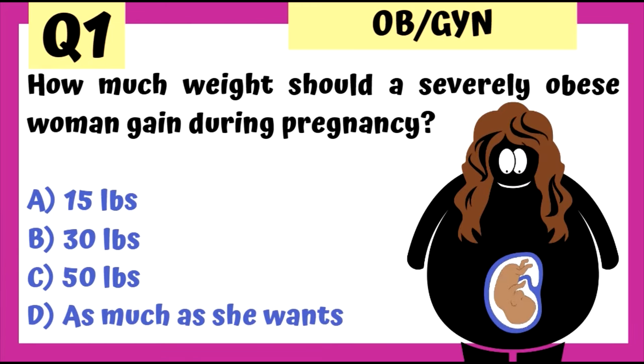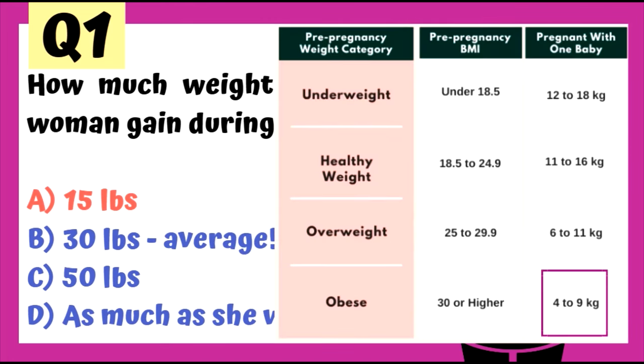How much weight should a severely obese woman gain during pregnancy? So she's severely obese, how much weight should she gain? 15 pounds, 30 pounds, 50 pounds, or as much as she wants. She's severely obese, so she should be gaining about 15 pounds. An average woman should be gaining about 30 pounds, but an obese woman about 15 pounds, which is about 4 to 9 kilograms, as you can see in this chart over here.